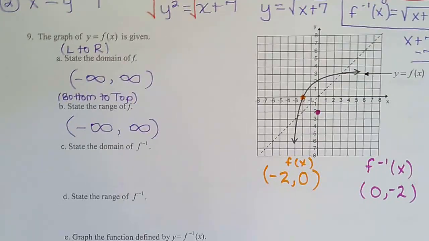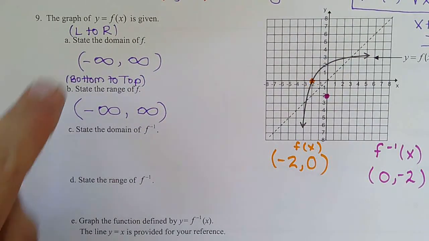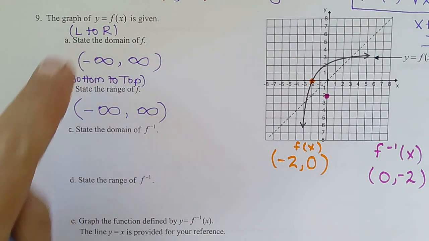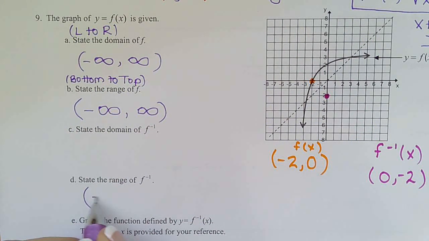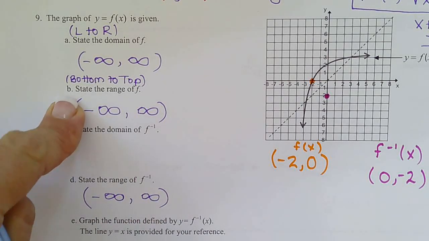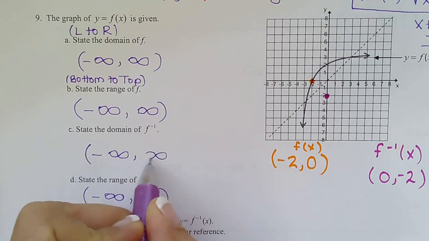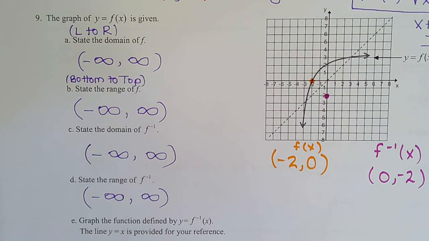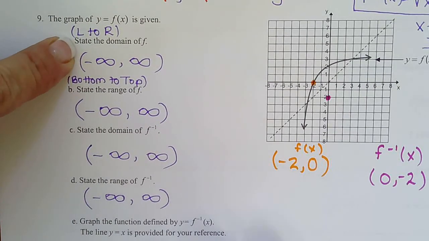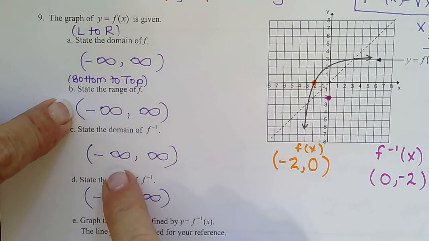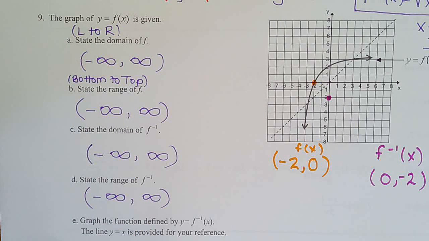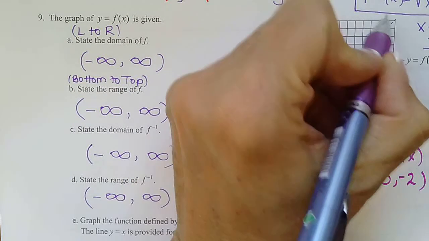So if you were paying attention throughout the lesson, we learned that the domain of f is the range of f inverse, because the x and y get switched. And the range of f is going to be the domain of f inverse. So we don't even have to draw the graph to answer those questions, because the x's of f become the y's of f inverse, and the y's of f become the x's of f inverse. So let's go ahead and finish drawing our graph there.